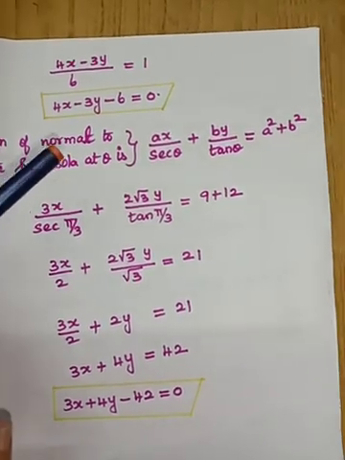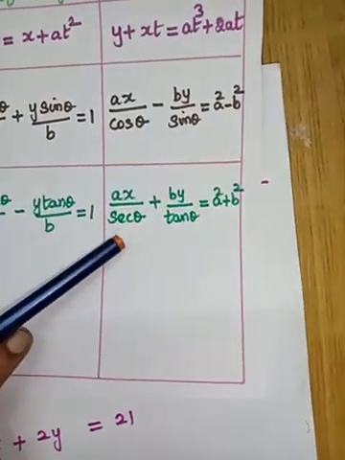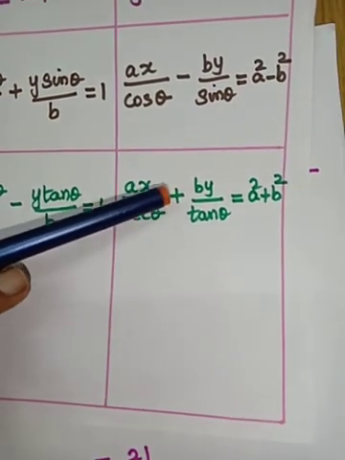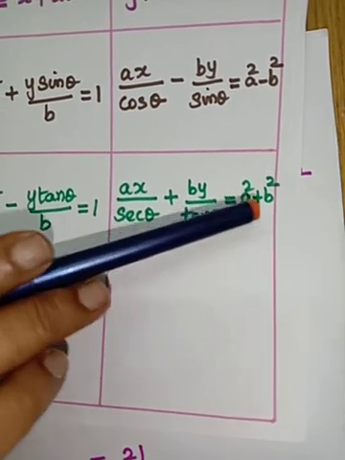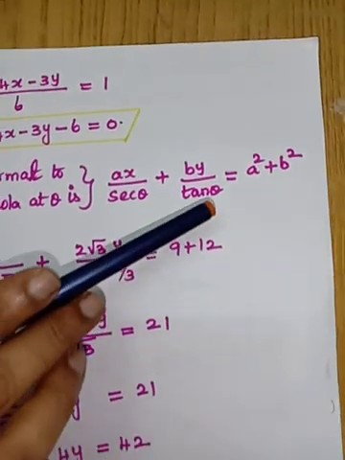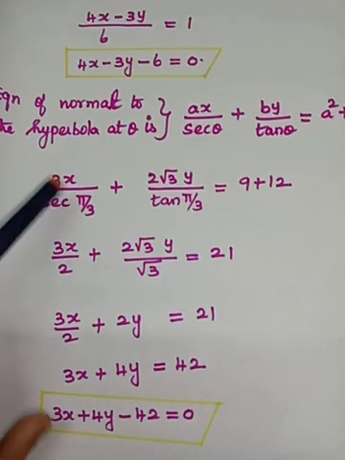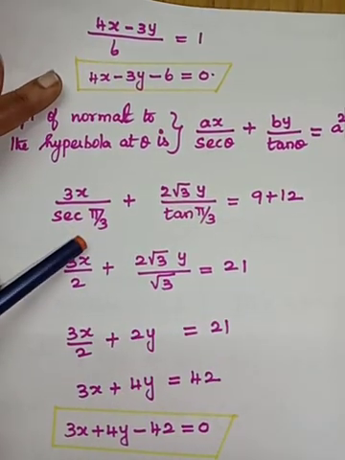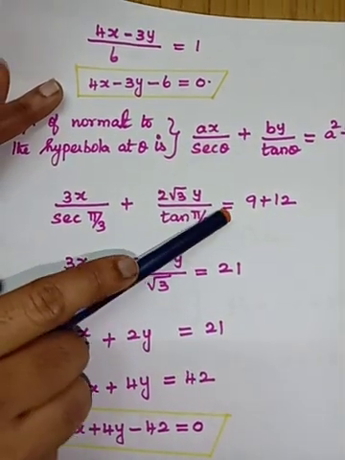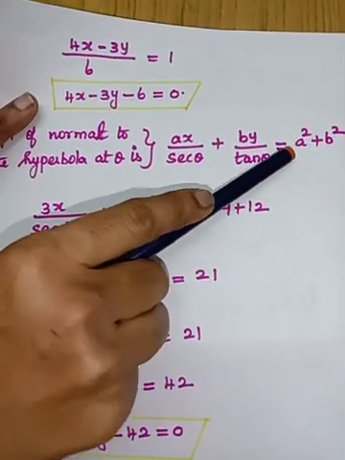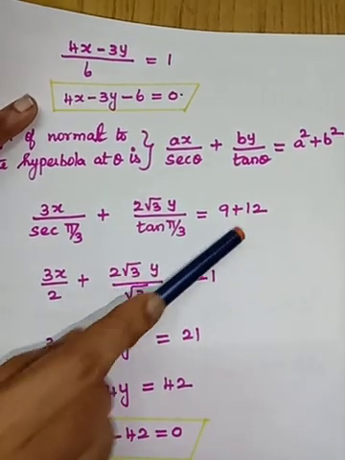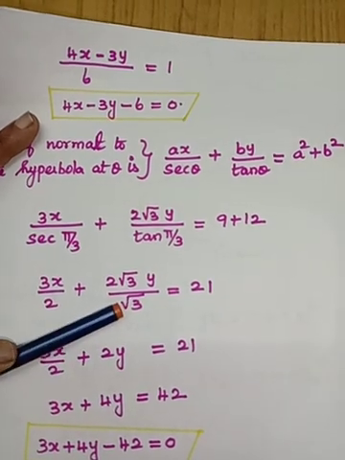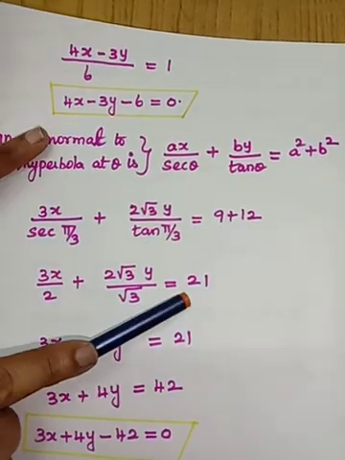Next, what is asked? Equation of the normal. So which formula has to be used for the hyperbola? In parametric form, ax by secant theta plus by tan theta is equal to a squared plus b squared. So I have taken this. Here you have to substitute a as 3 and b as 2 root 3. Secant pi by 3. Here tan pi by 3 is equal to, what is a squared? a squared is 9 and your b squared is 12. So 3x, what is secant pi by 3? It is 2. Tan pi by 3 is root 3. 9 plus 12 is 21.